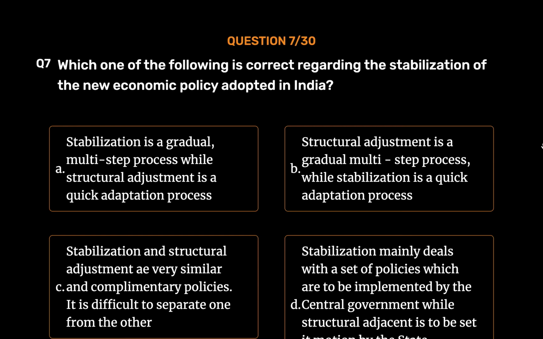Option D. Stabilization mainly deals with a set of policies which are to be implemented by the central government, while structural adjustment is to be set in motion by the state governments. The correct answer is Option A. Stabilization is a gradual, multi-step process while structural adjustment is a quick adaptation process.